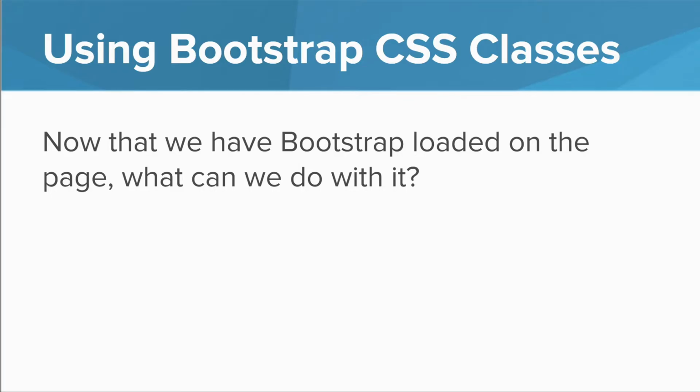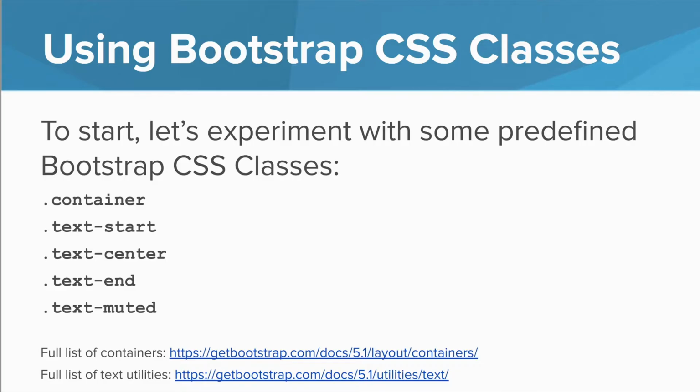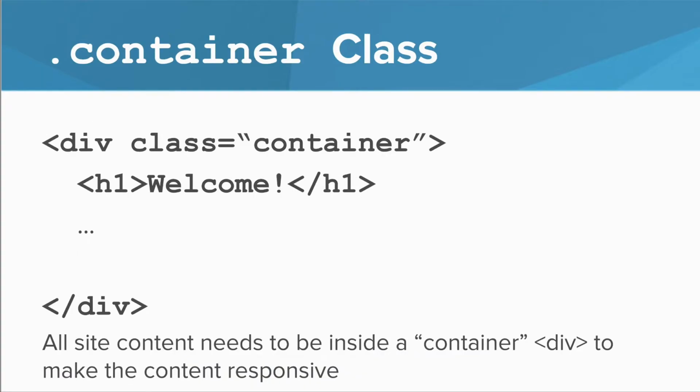Now that we have Bootstrap loaded onto the page, what can we do with it? To start, let's experiment with some predefined Bootstrap CSS classes: container, text-start, text-center, text-end, and text-muted. All site content needs to be inside a container div to make all the content responsive. To create a container div, you create a div where the class name is container.